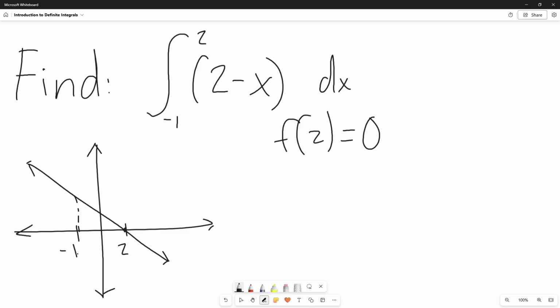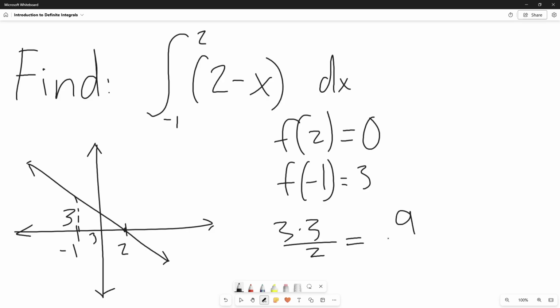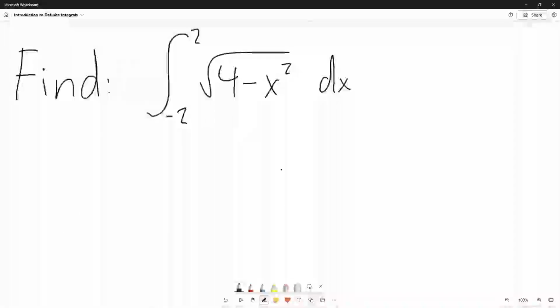And we already have our width. It's from -1 to 2, so you can just count. So the width is 3. And to find the height, we just need to do f of -1, which is 2 minus -1, or 2 plus 1, which is 3. So it's going to be 3 times 3 divided by 2, which is 9/2. And that's our answer. Now, let's do another practice problem.